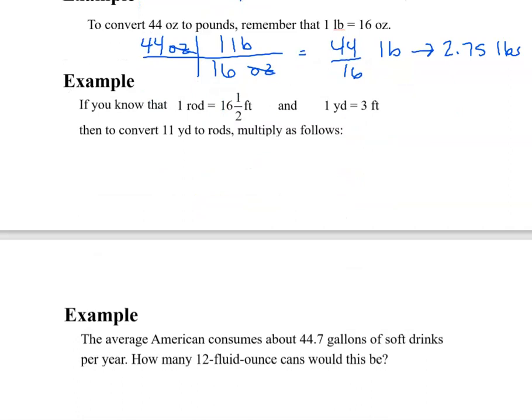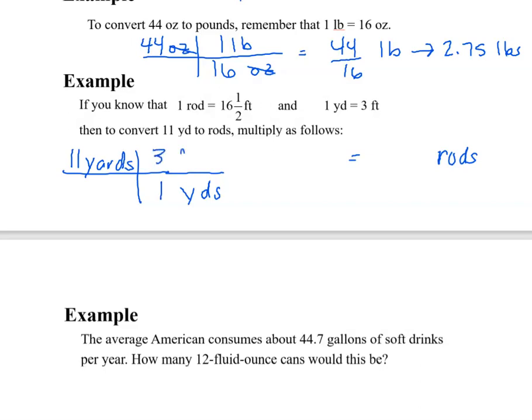If you know that 1 rod is 16.5 feet and 1 yard is 3 feet, then convert 11 yards to rods. So we're starting out with yards, and we're ending up with rods as our answer. So we know we're going to have yards cancel out. What statement do we have up here about yards? Well, right now we have 1 yard is 3 feet, so we would put the 1 down with the yard, put the 3 feet at the top.